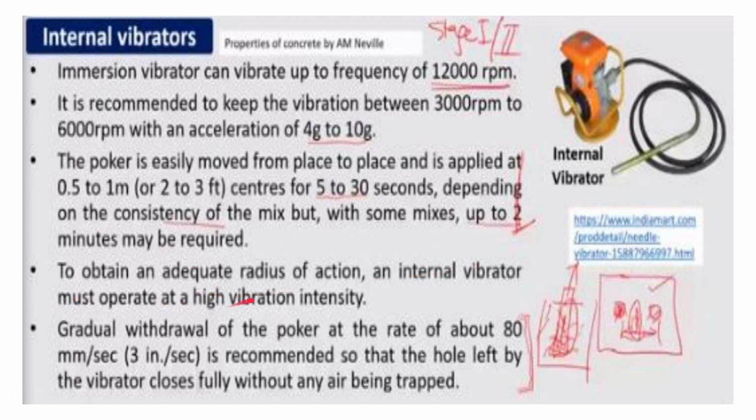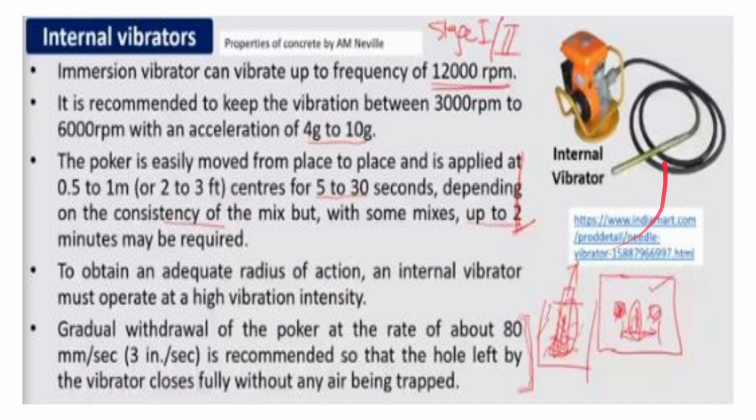To obtain an adequate radius of action, an internal vibrator must operate at a very high vibration intensity, and with gradual withdrawal. That is why it has to work at 3,000 to 6,000 rpm, to have a high vibration intensity. Gradual withdrawal of the poker at the rate of about 80 millimeter per second, 3 inches per second, is recommended so that the hole left by the vibrator closes fully without any air being trapped.